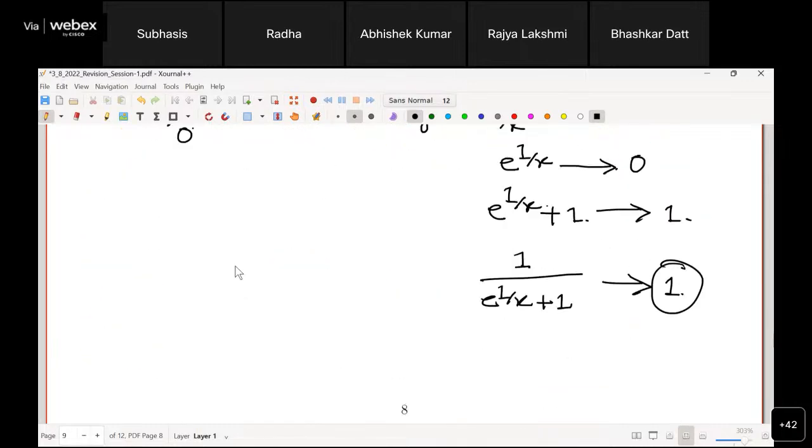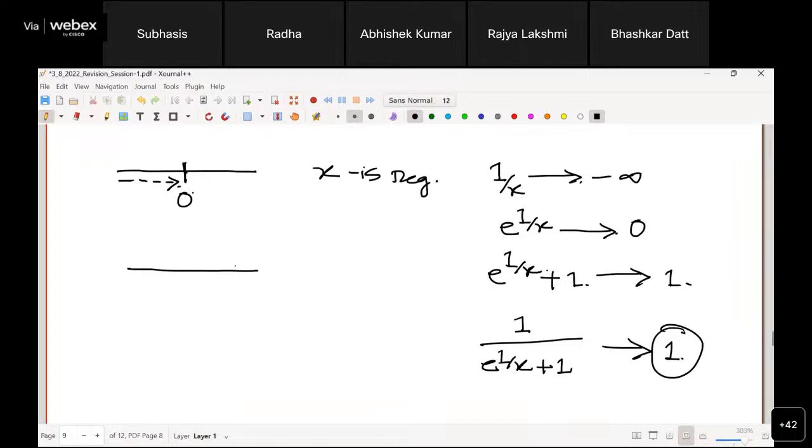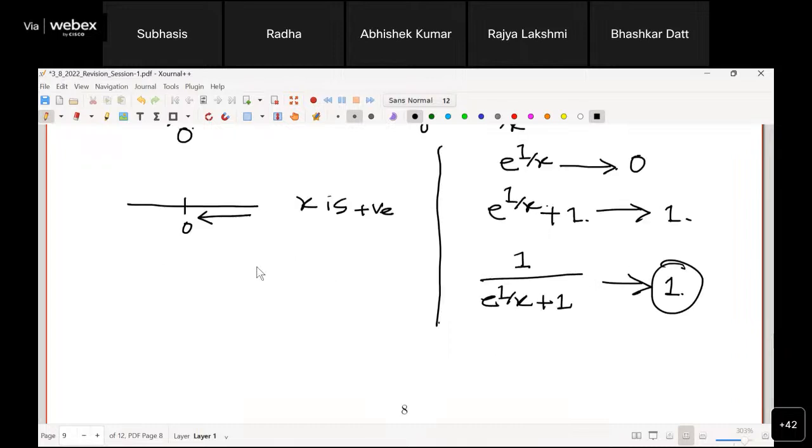Okay, so what about the right hand limit? In case of right hand limit, we are coming to 0 from the right hand side. That means x is positive. So if x is positive and x is going towards 0, then 1 by x will go towards infinity, the positive side. So that means e power 1 by x will go towards infinity.